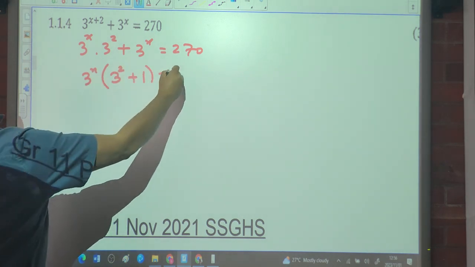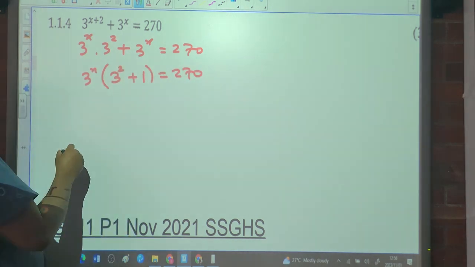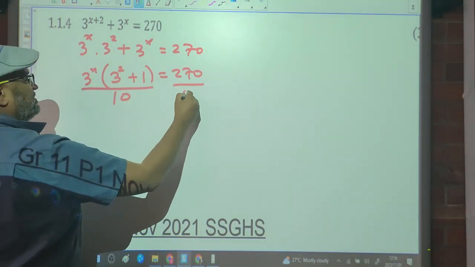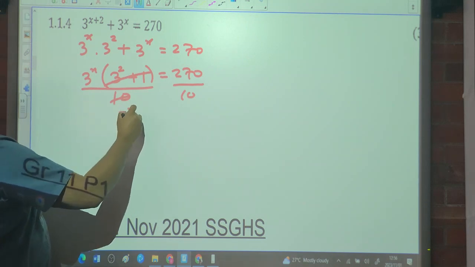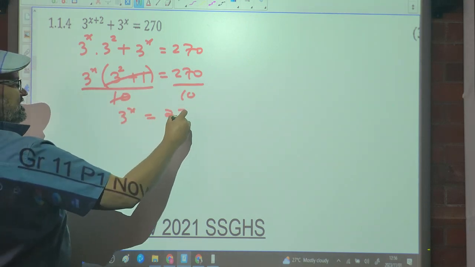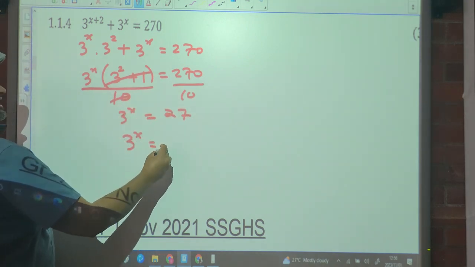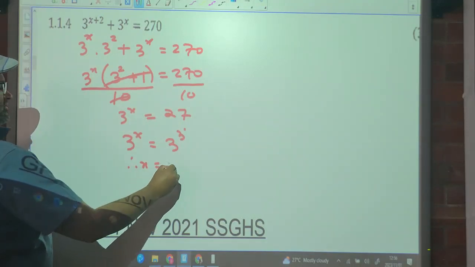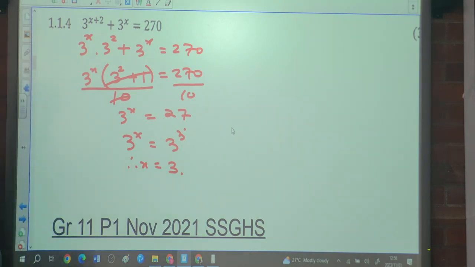What are we left with? 3 squared plus 1 is equal to 270. 3 squared is 9 plus 1 is 10. So divide by 10 both sides. So 3 to the x is equal to 27. However, 27 can be written as 3 cubed. So therefore x is equal to 3. Okay.